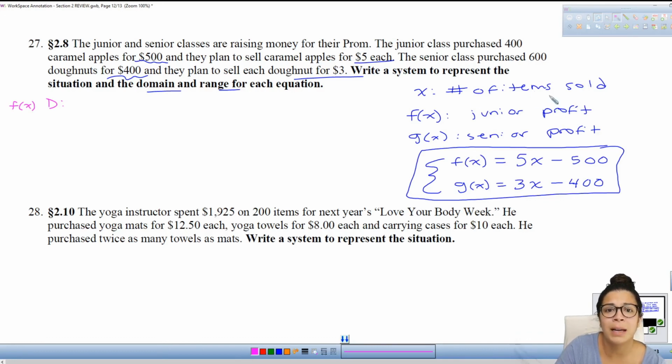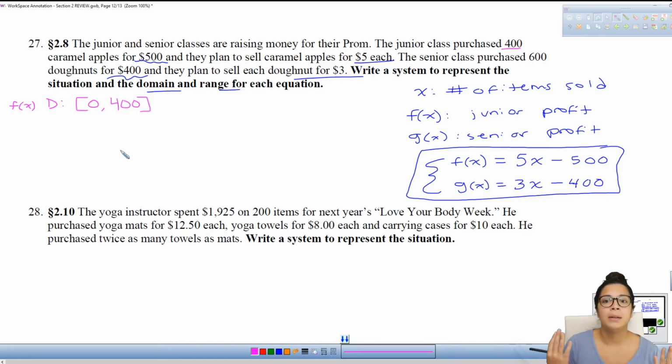So the number of items that they can sell would be either no items at all sold, which is very, very bad, or they could sell at most however many items they purchased. They purchased 400 items, so they could sell up to the 400 items that they purchased. They can't sell more than what they had already purchased, right? If you bought 10 t-shirts, you can't sell more than 10 t-shirts, so you don't have more than 10 t-shirts to sell. So that's logical.